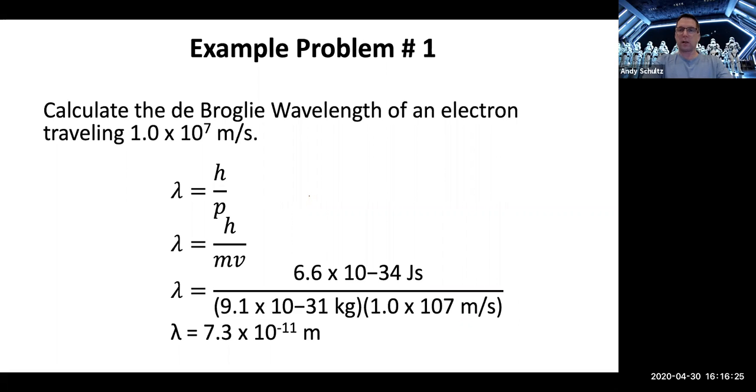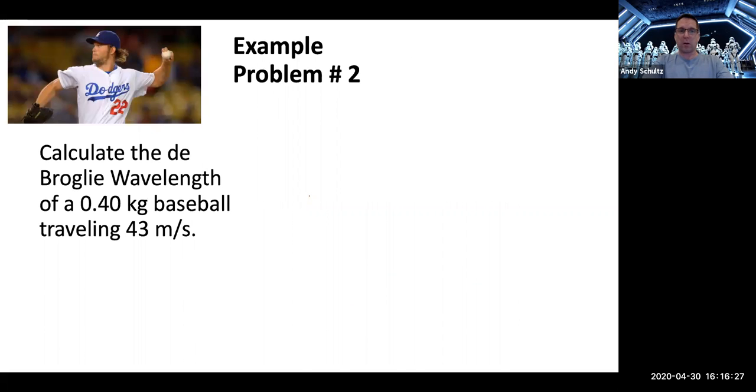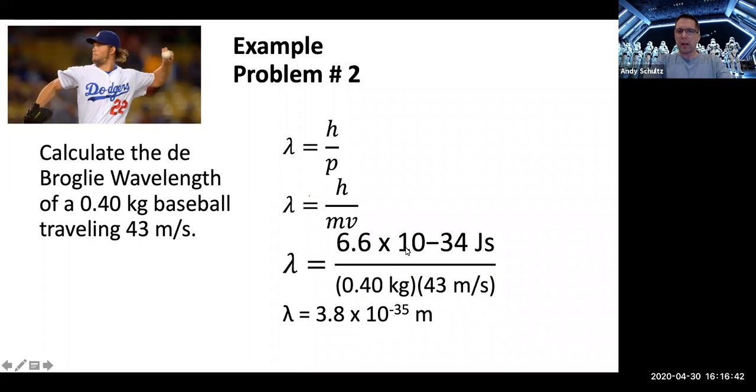Let's try something bigger, not an electron. Let's do a baseball. So let's throw a baseball here. The baseball's mass is 0.4 kilograms. Let's throw it at 90-something miles an hour, which is 43 meters per second. Let's see what the wavelength of this would be. So play the same game again, write lambda equals h over p, put in h, 6.6 times 10 to the negative 34. Here's the mass of your baseball. Here's the velocity of the baseball. And what do you end up with? 10 to the negative 35 meters.